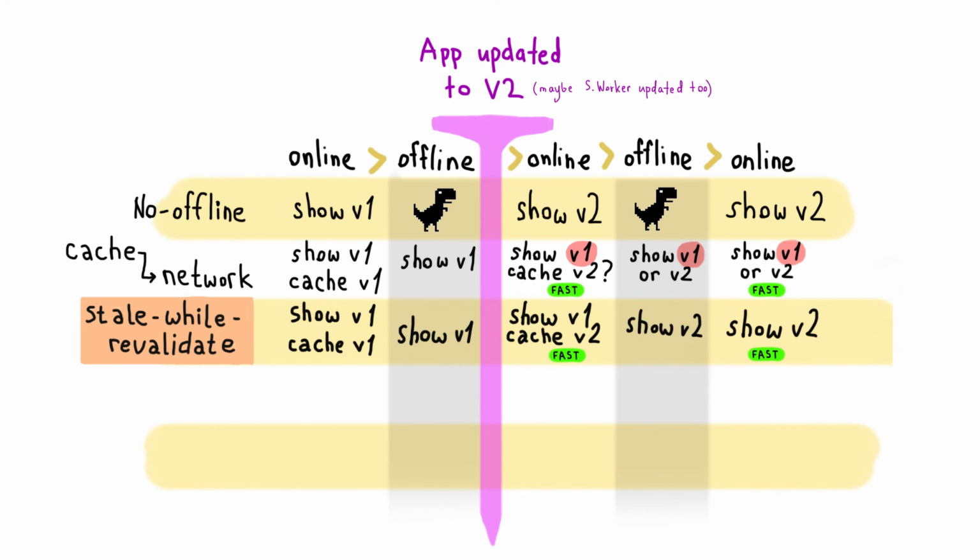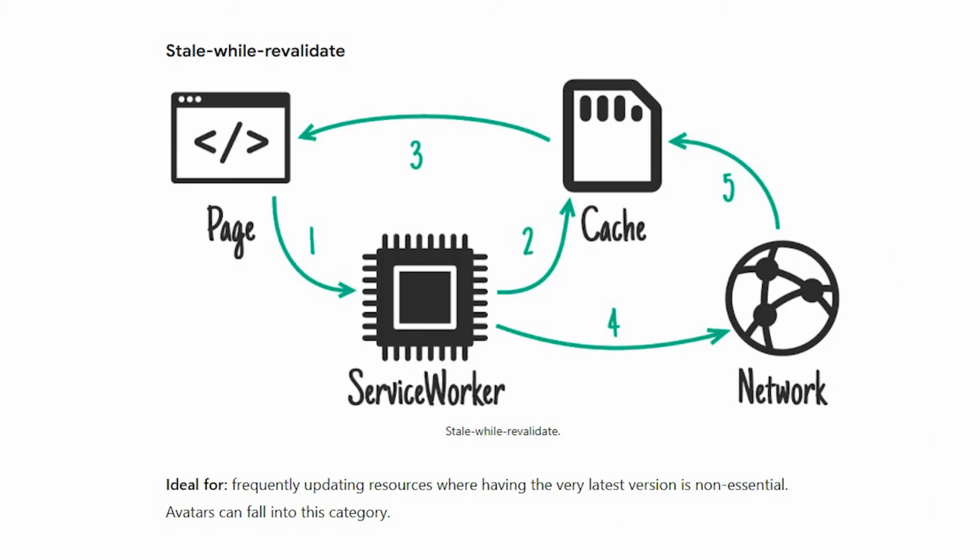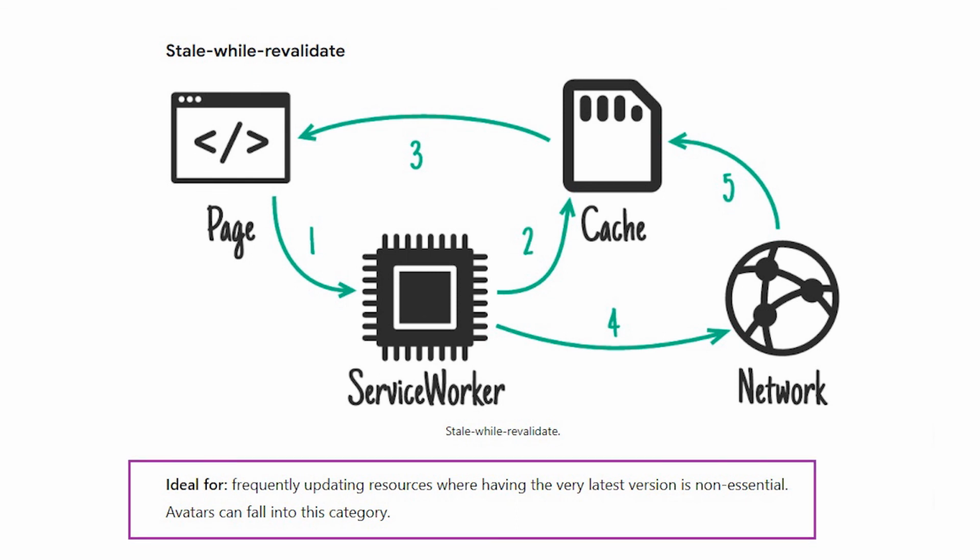So Stale-while-revalidate brings offline and immediately displayed content. But it still introduces a stale content for at least one page load since the app update. So it's not perfect for the app shell. As offline-cookbook suggests, Stale-while-revalidate is suitable for resources where having the very latest version is non-essential, for example avatars.